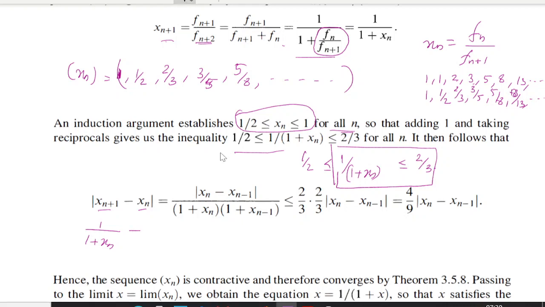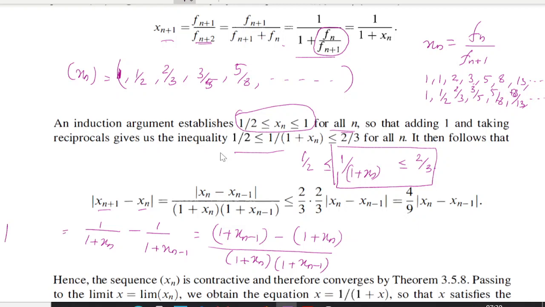What is xn? That is 1 by 1 plus xn minus 1, right? Take the LCM, what do you get? 1 plus xn minus 1 minus of 1 plus xn, whole divided by 1 plus xn into 1 plus xn minus 1, right? So when you're taking the modulus of xn plus 1 minus xn, that should be equal to the modulus of this, and that should be equal to the modulus of this.